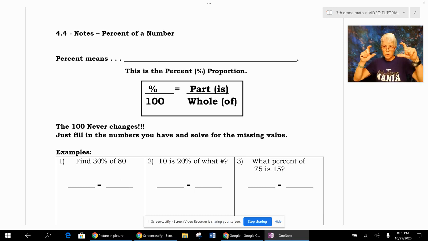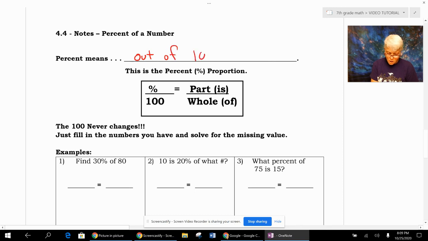So just like two ratios where there's a top, a numerator, and a denominator, we're going to have those four numbers, but one of them will always be the same: 100. So if you look at your notes here, it says percent means, and it means out of 100. Did you know that's what percent means? Out of 100.